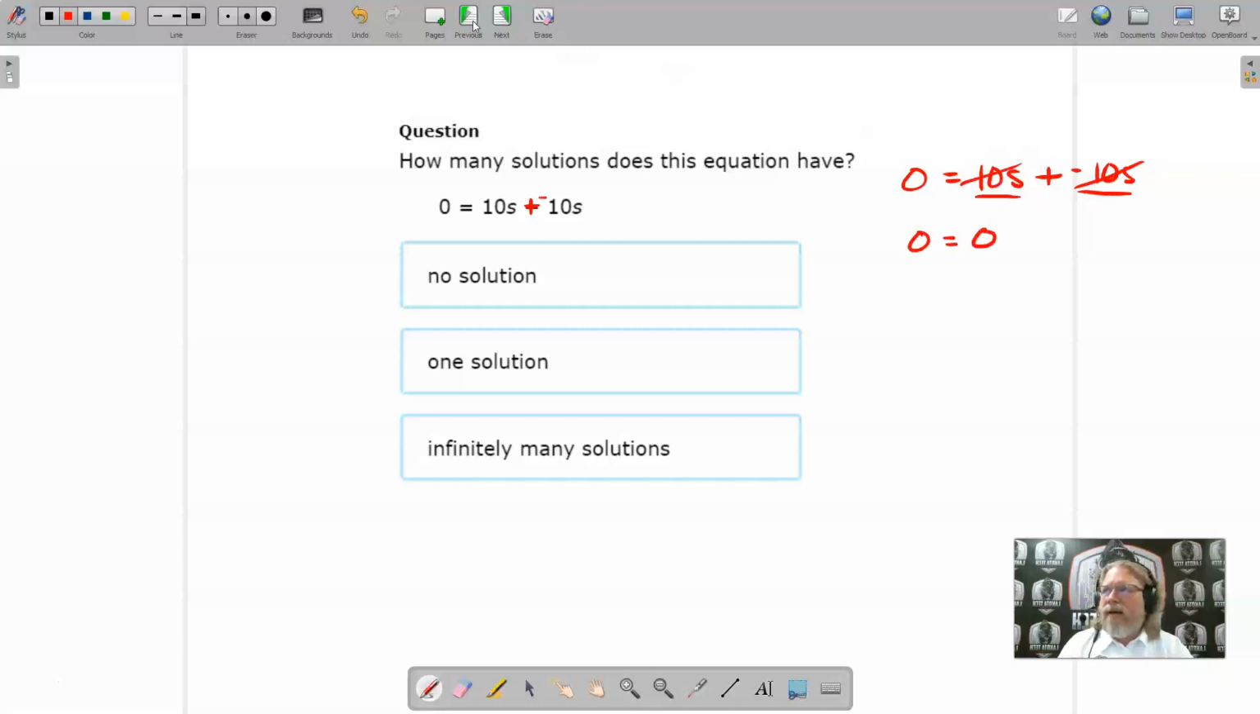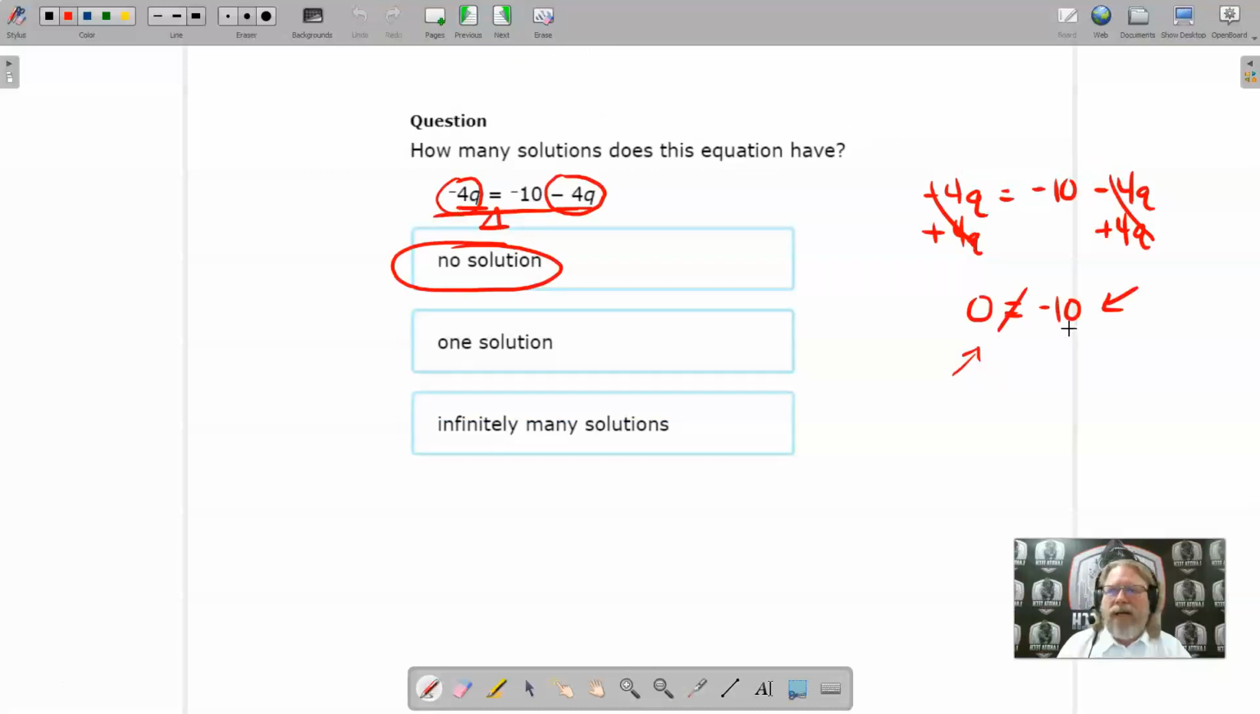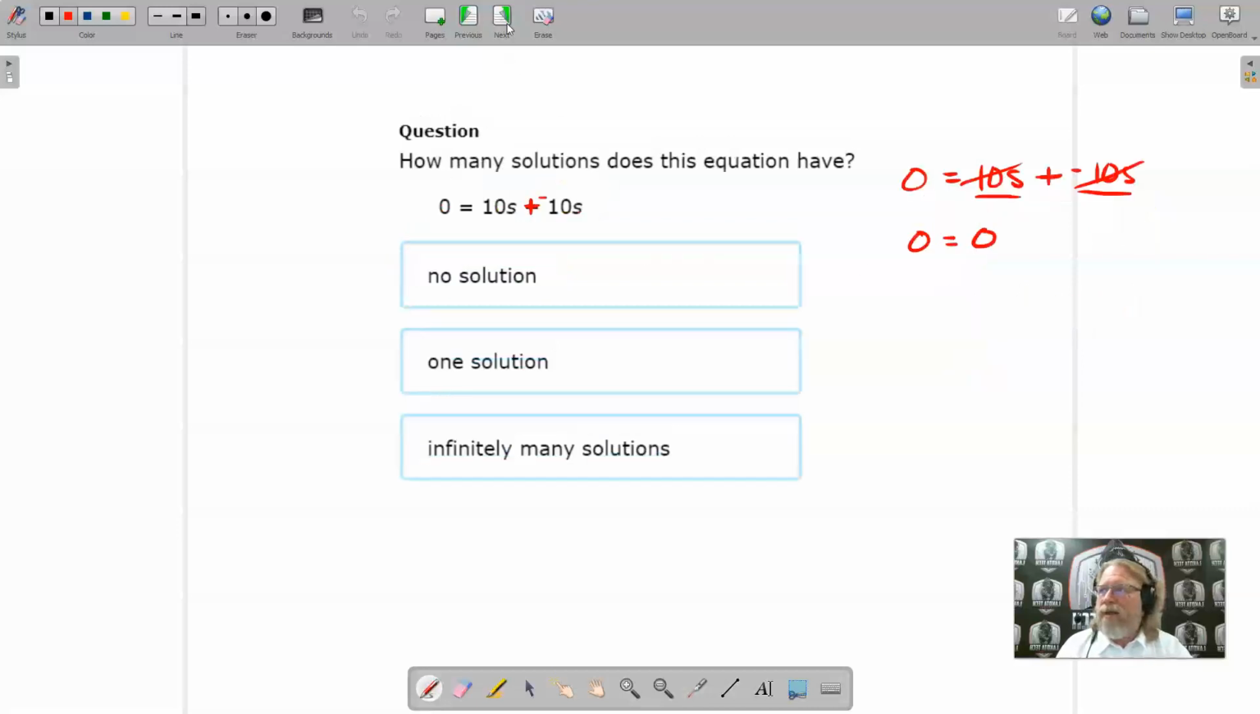Now, instead of like our last problem where we had 0 equals negative 10, a false statement, and there was no solution, now we see that we end up with a true statement. 0 indeed does equal 0. If you work it out to where you get rid of all the terms with variables in them, and you end up with a statement of something equals itself, well, this is a situation where there is an infinite number of solutions.